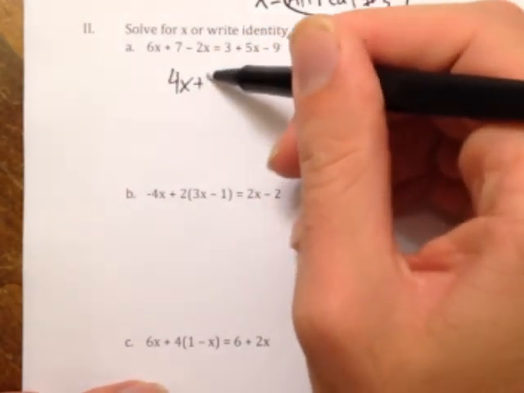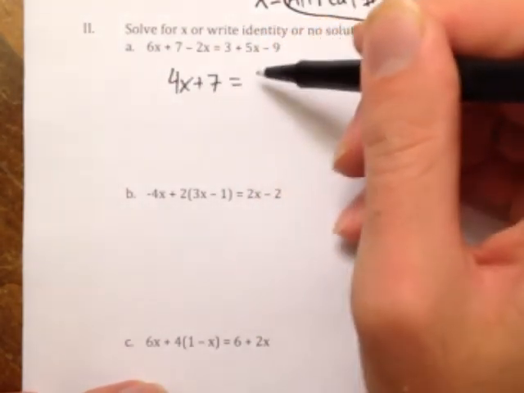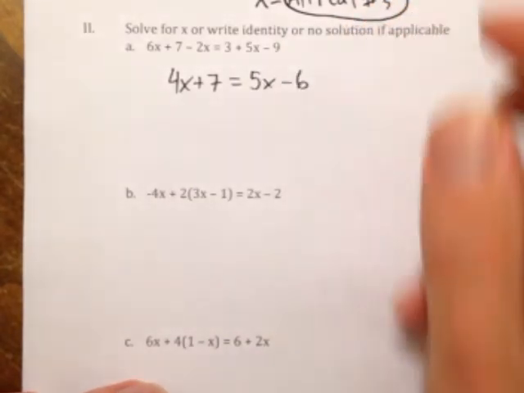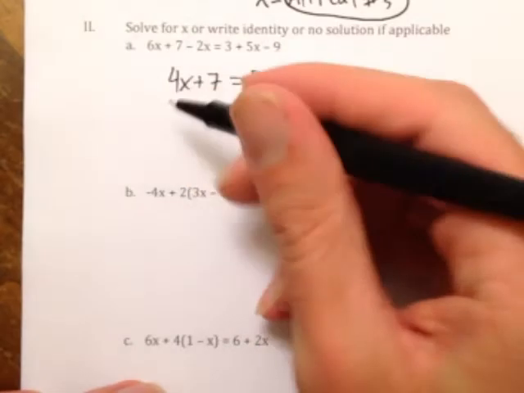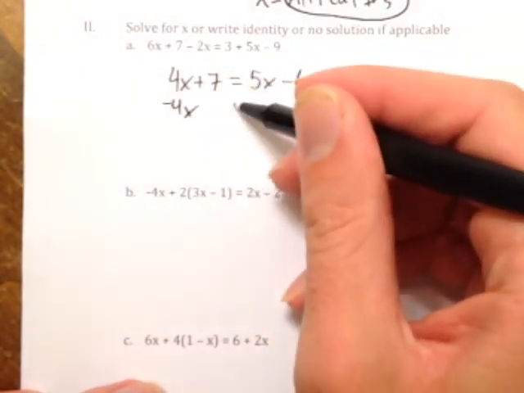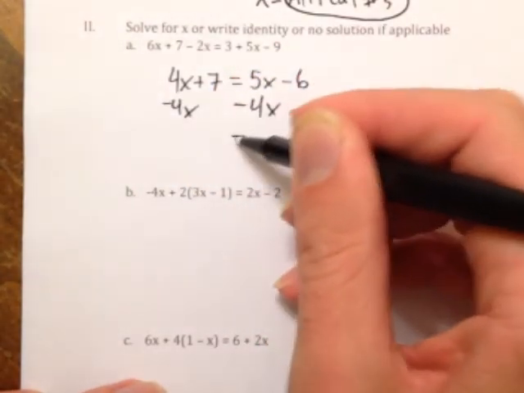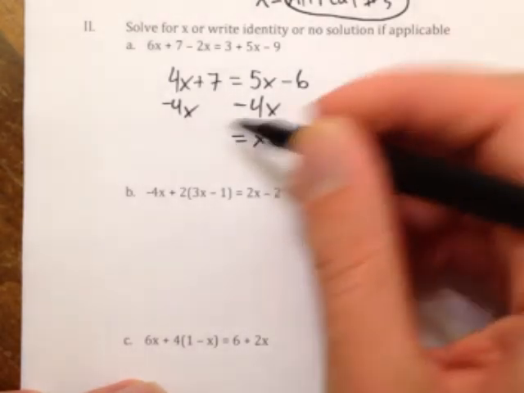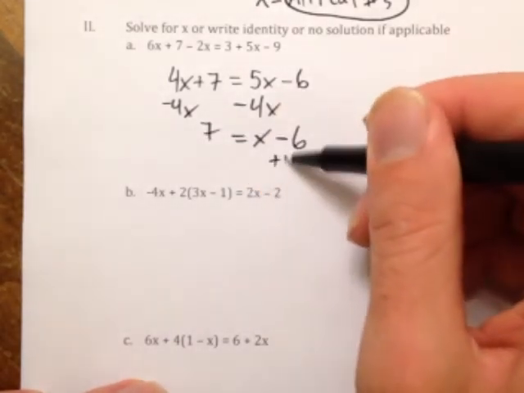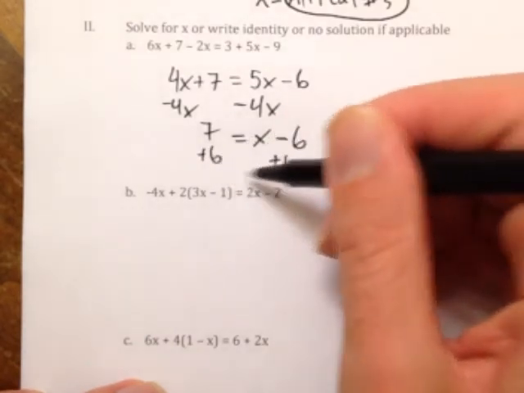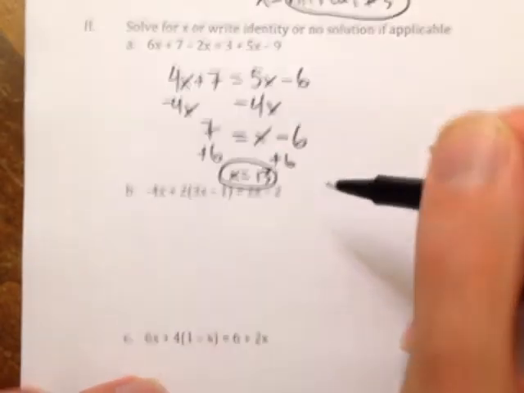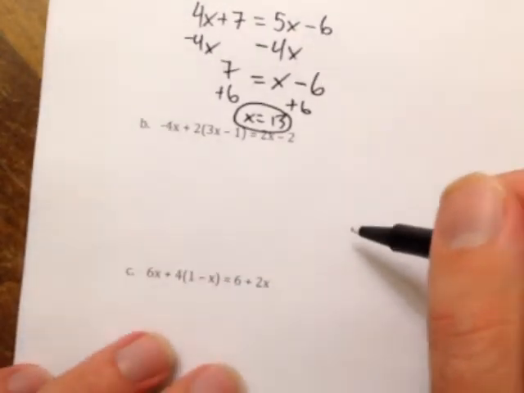On the first one, I get 4x plus 7 equals 5x minus 6 after I combine my like terms. I'm going to subtract 4x from both sides. Doesn't matter what side you collect all your x's on. Some people are more comfortable with the left. I don't particularly care. I actually get a real answer here, so I get x equals 13. That doesn't really seem to be that big a deal, so hopefully the other two are the more interesting ones then.